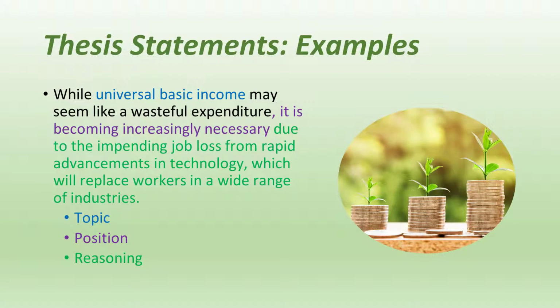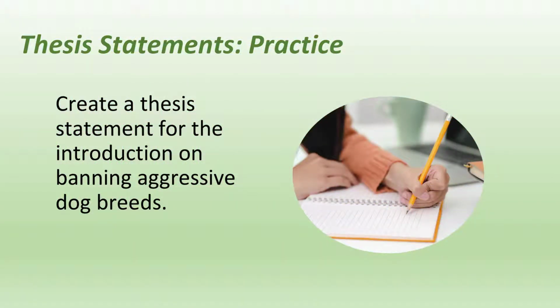While universal basic income may seem like a wasteful expenditure, it is becoming increasingly necessary due to the impending job loss from rapid advancements in technology, which will replace workers in a wide range of industry. Here we can see we have the topic, we have a position or opinion that's stated, and we provide reasoning to support that opinion.